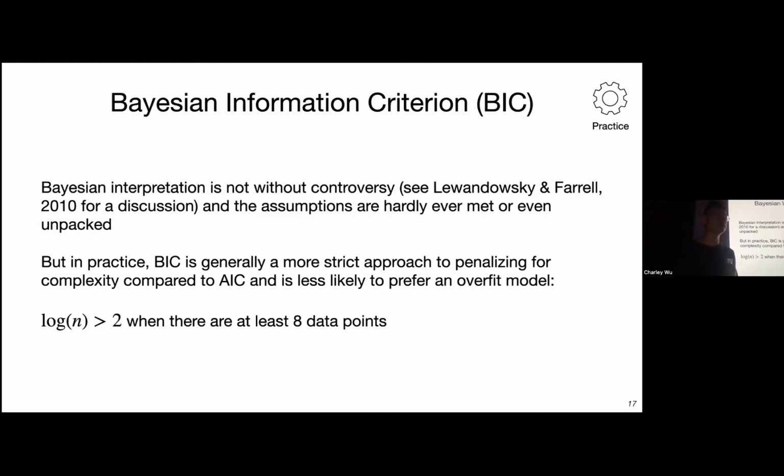But in practice, what we can think about BICs is just more of a generally stricter approach to penalize for complexity compared to AIC, and less likely to prefer an overfit model, right? Since log of n is greater than 2 when there are at least 8 data points. And note again that we're using natural log here, not base 10 log. This is the common convention.